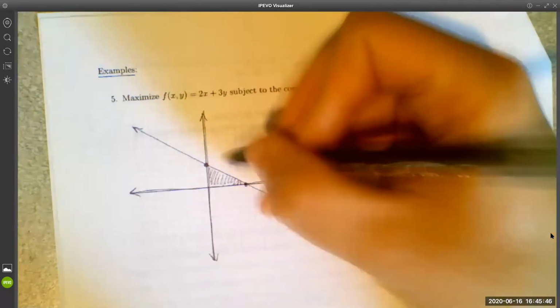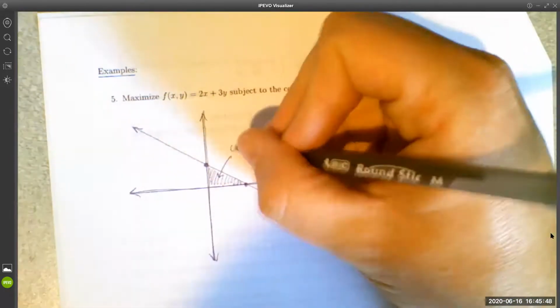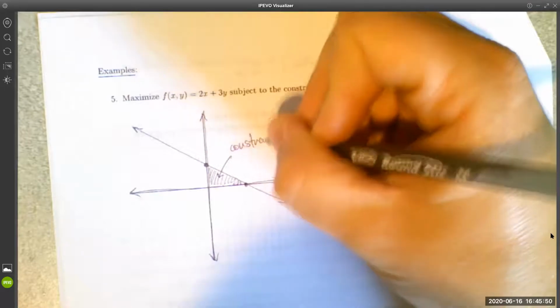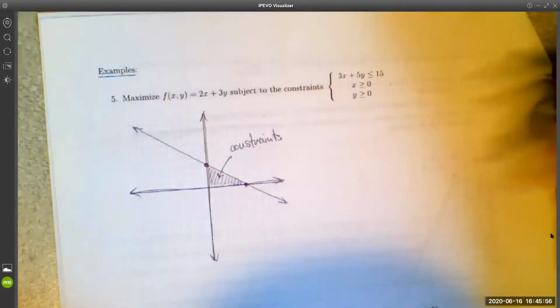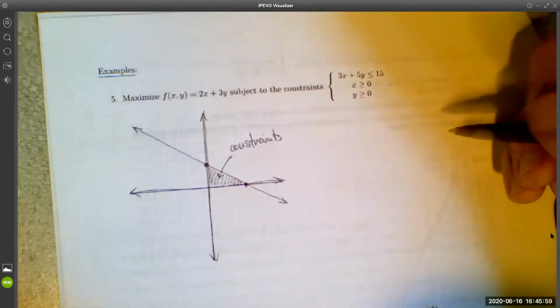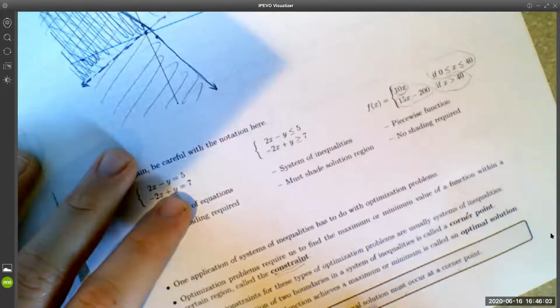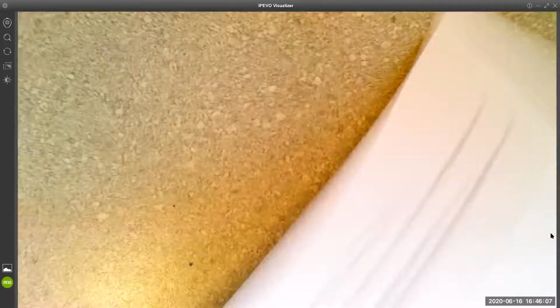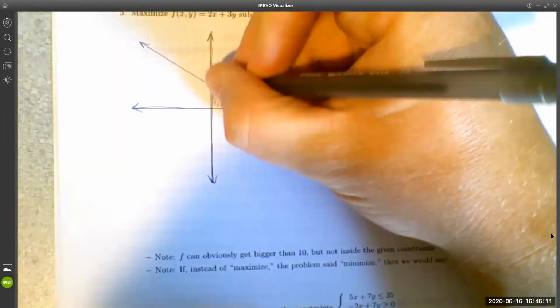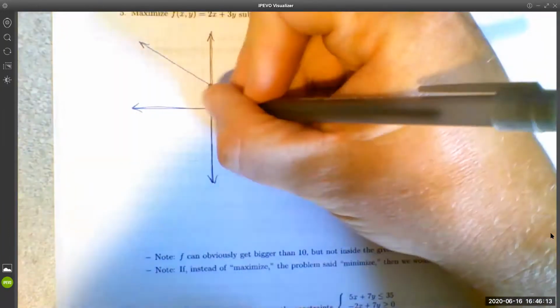Right? So these are the constraints. So we want to maximize this function inside of this little region right here. Okay? And what the fact from the previous page tells us is that the optimal solutions are going to happen at corner points. Corner points are intersections of the boundaries. So this is a corner point, this is a corner point, and this is a corner point.